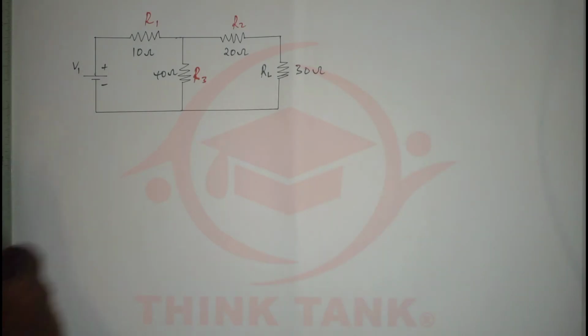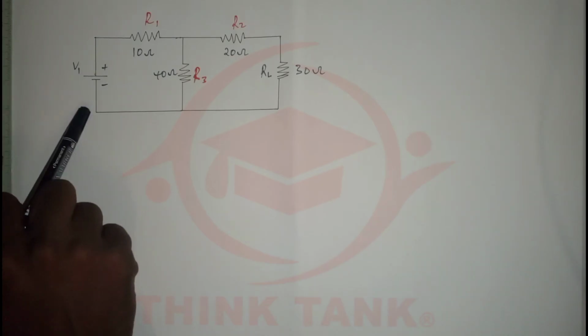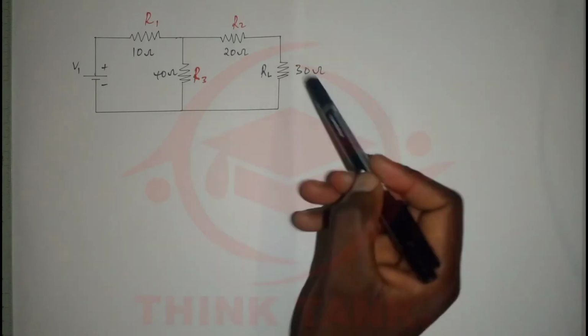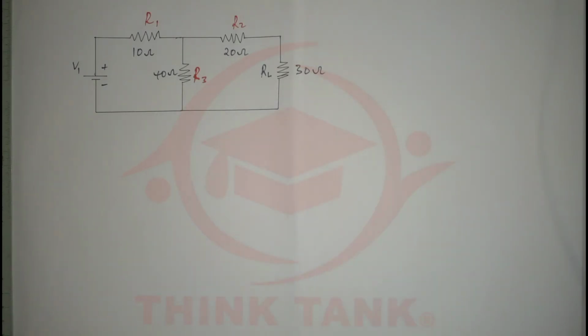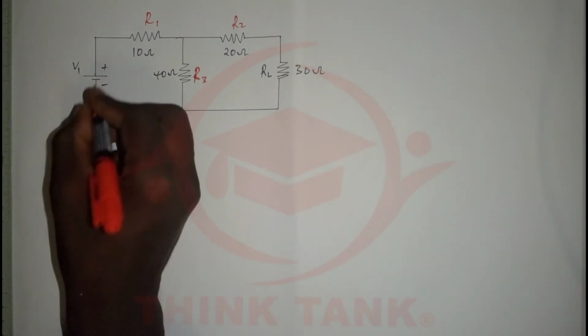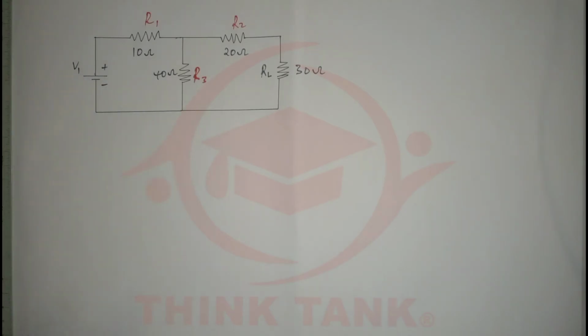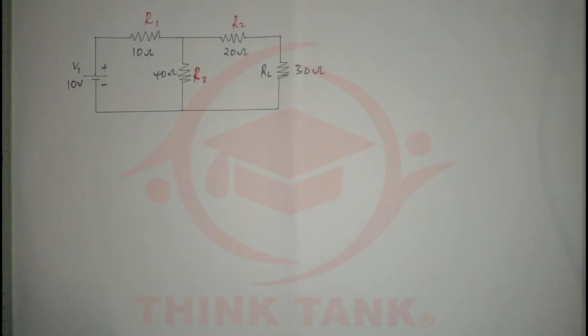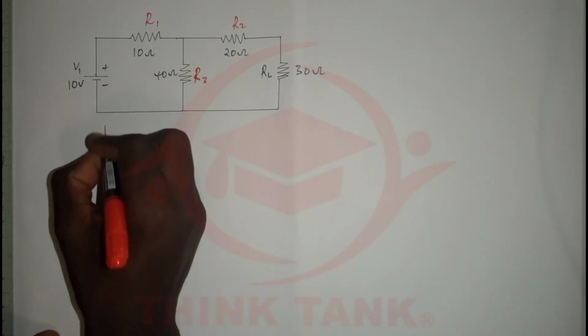First of all, we have to replace the power source with a short circuit. If there were any current source, we'd replace that with an open circuit, and we're going to remove the load resistor. That is going to be the first step. So this one is the voltage, and it's 10 volts right here. And so if we do that, let's remove it.